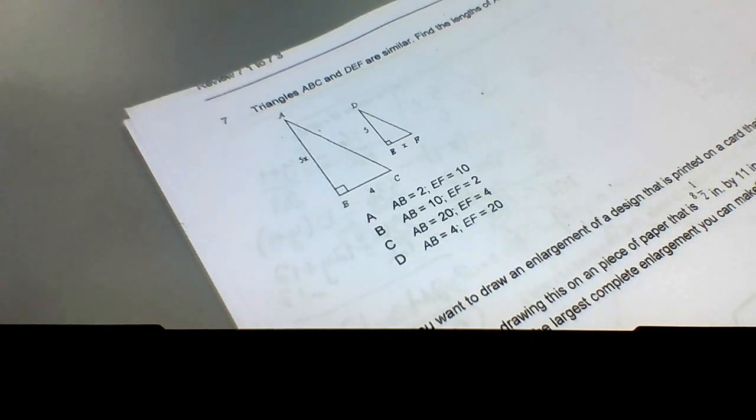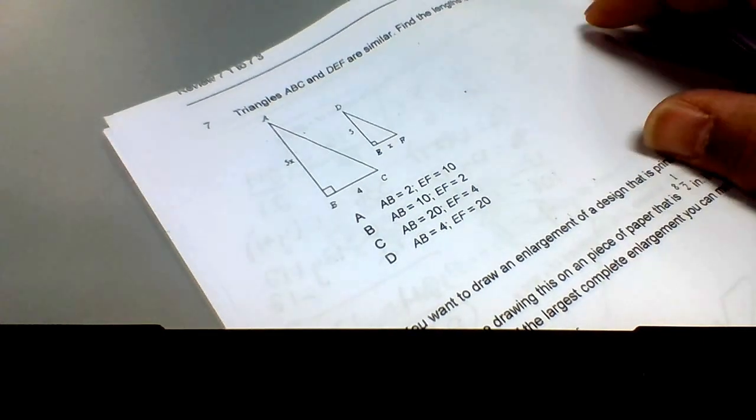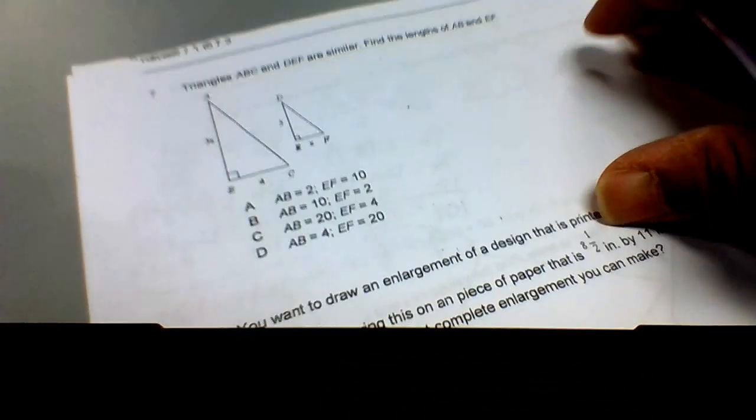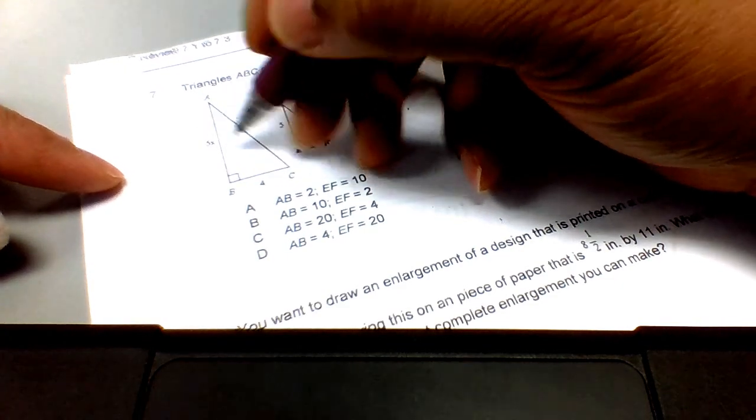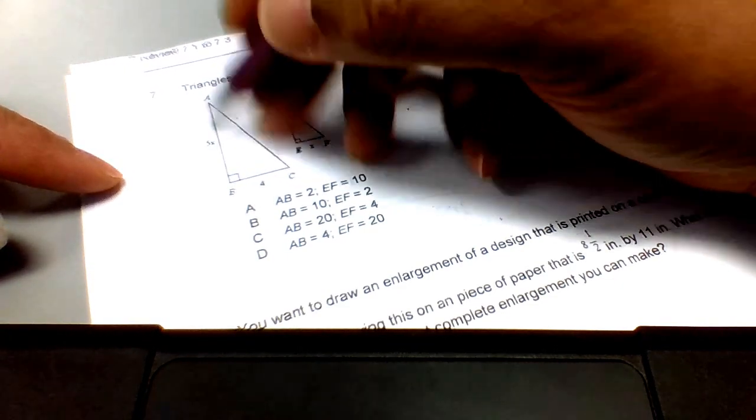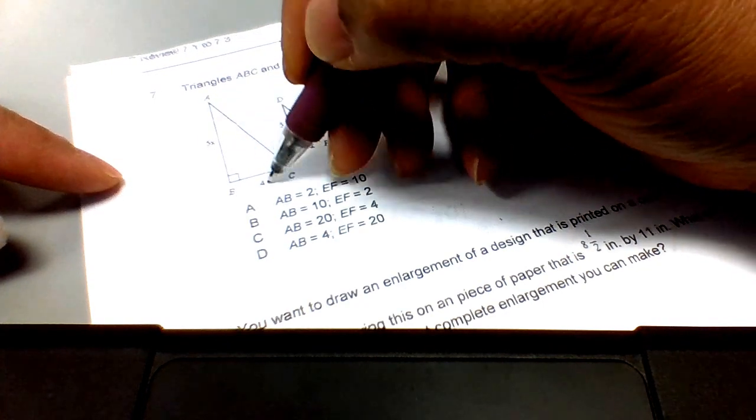All right, this is review 7.1 to 7.3, page 4, problem number 7. Triangle ABC and DEF are similar. Find the lengths of AB and EF. All right, so again, I'm going to go left triangle, left side to the bottom.